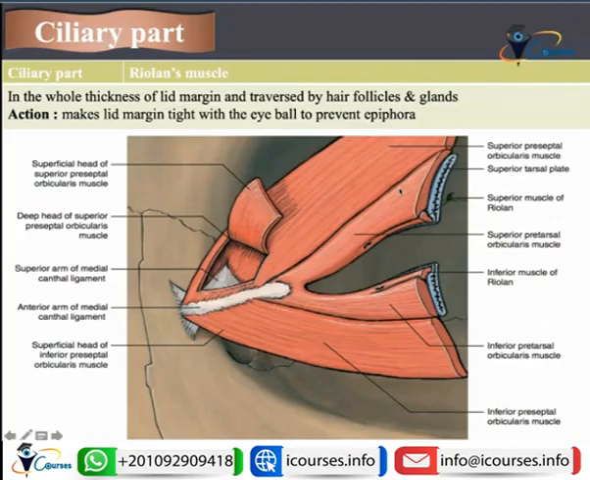This muscle is traversed by hair follicles and the glands, and its main function is to make the closure of the eyelids tight or watertight, so that if you are closing your eyelids, there will not be spilling over of the tears over the cheek. This can be achieved by the tight closure of the ciliary part of orbicularis oculi, together with the muscle of Riolan. So they will prevent epiphora by tight closure.